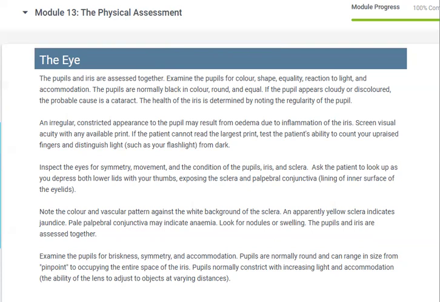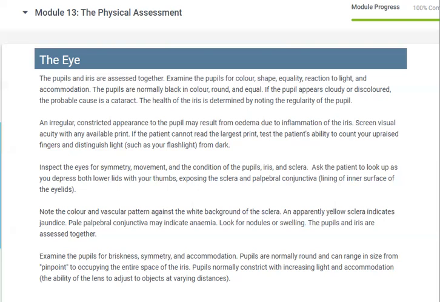Ask the patient to look up as you depress both lower lids with your thumbs, exposing the sclera and palpebral conjunctiva, the lining of the inner surface of the eyelids. Note the color and vascular pattern against the white background of the sclera. An apparently yellow sclera indicates jaundice. Pale palpebral conjunctiva may indicate anemia. Look for nodules or swelling.